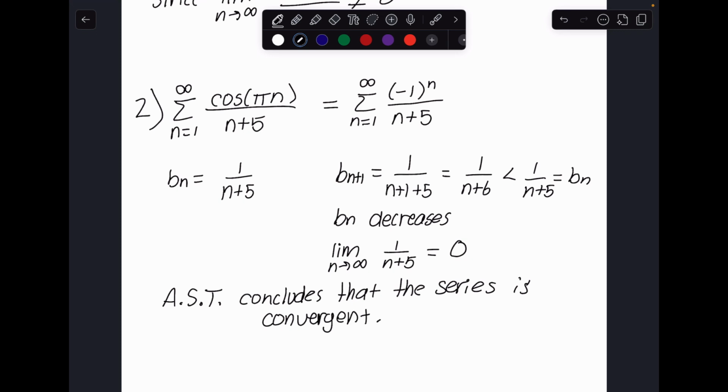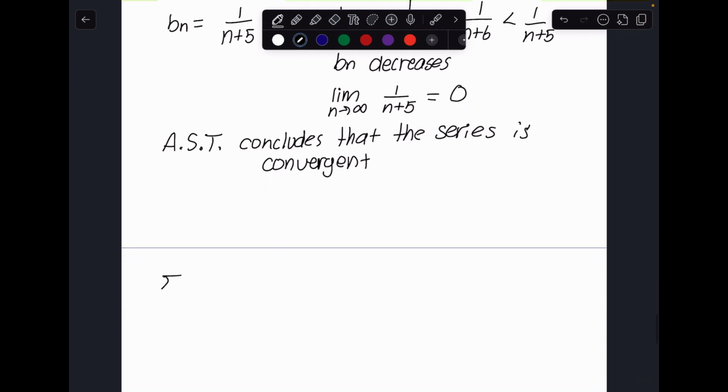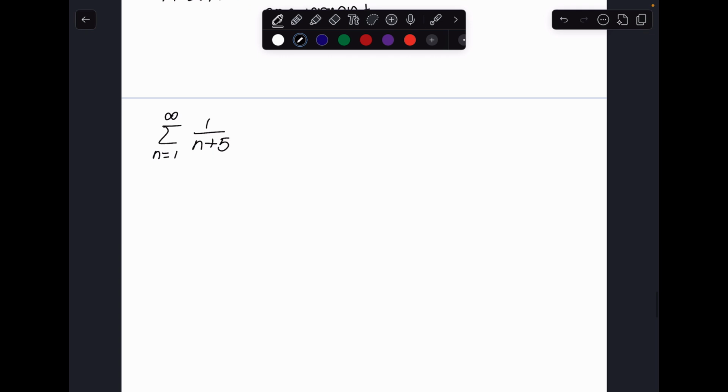Now, we're not done yet because the question was to determine if it was conditionally convergent or absolutely convergent once we get convergence. So we need to check, when we take the absolute value of these terms, what happens? Well, when I take the absolute value of the terms, basically that negative 1 to the n just becomes a positive 1. So I'm going to be looking at the series n equals 1 to infinity of 1 over n plus 5 and trying to determine if this one converges or diverges, right?